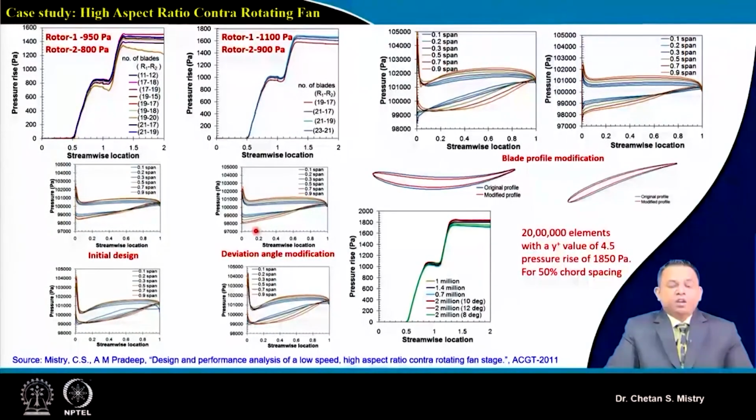With this we have done a number of iterations in the sense of modifying the deviation angle. With modification of the deviation angle, we can see the aerodynamic loading for both rotor 1 and rotor 2 at different spans getting changed. Still we were unable to achieve the pressure rise we were expecting. Later on those aerofoils were modified. You can see this blue color one was the original C4 aerofoil.